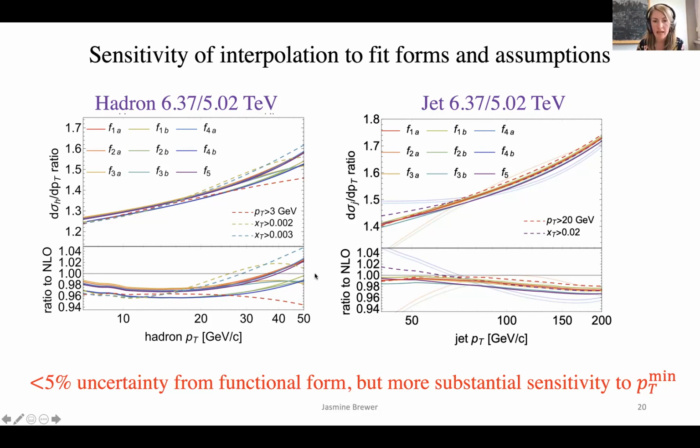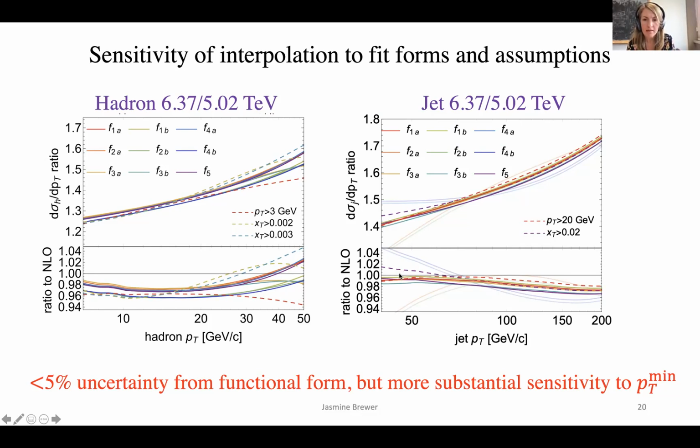At relatively high PT, actually, the variation in what you choose for the minimum PT to be included in the fit is somewhat more important than the variation due to the functional forms, which is quite intuitive once you understand the problem, but is not maybe what we first expected.